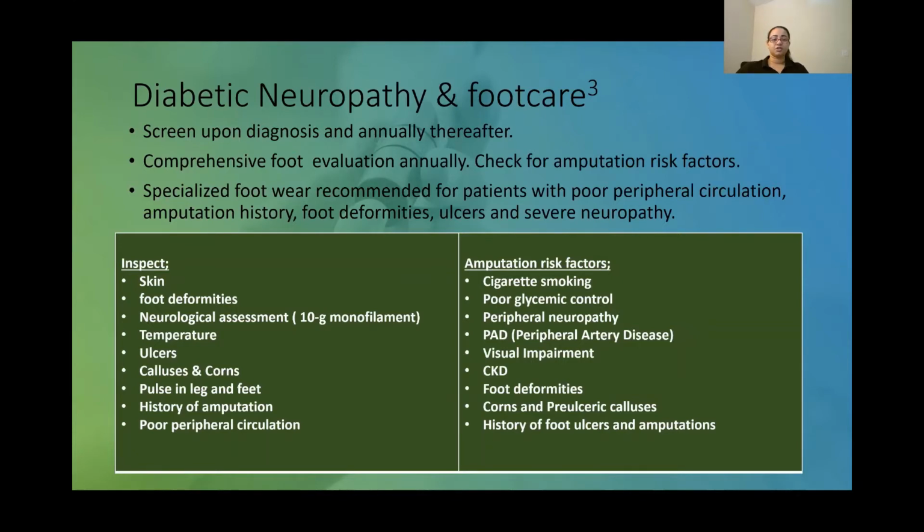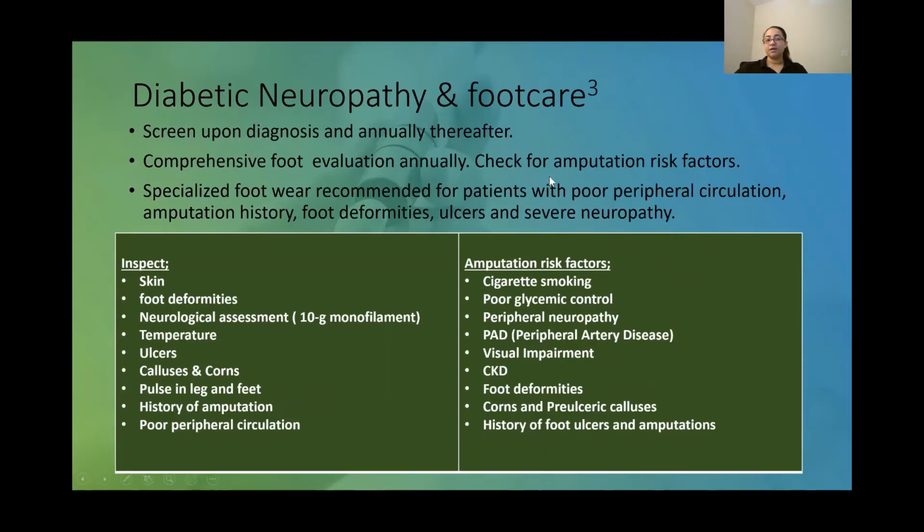The clinician should inspect the skin. They should inspect for foot deformities and neurological assessment done by a 10G monofilament. They should check the temperature of the foot, check for ulcers, calluses, and corns. They should check the pulse in the leg and feet. They should check for a history of amputation, and they should check for poor peripheral circulation.